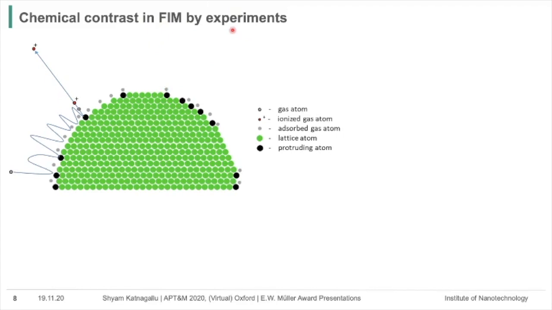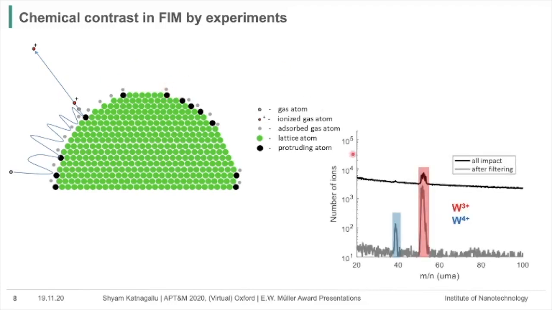So if we look for our mass spectra for those events which are actually spatially and temporally correlated, we can filter our mass spectra and we see that you can identify the clear peaks now. This technique, we call it analytical FIM, because you are rendering analytical capabilities to field ion microscopy.